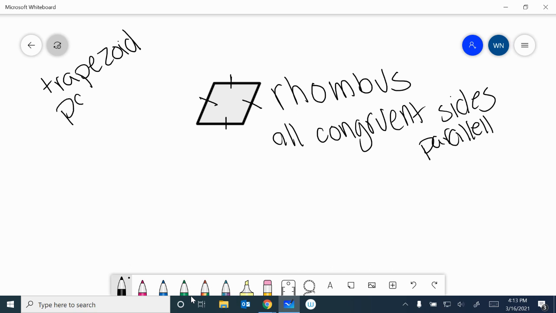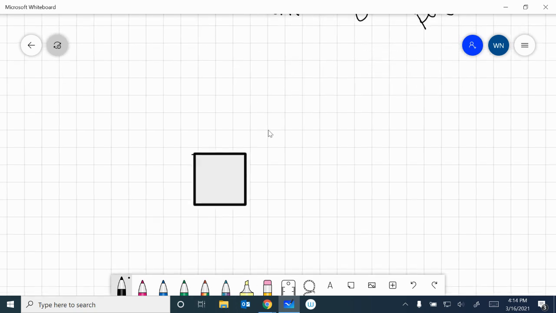It's also a parallelogram because it's got two pairs of parallel sides. Now, it's not a rectangle because a rectangle has to have 4 right angles. Let's go on to our last shape.